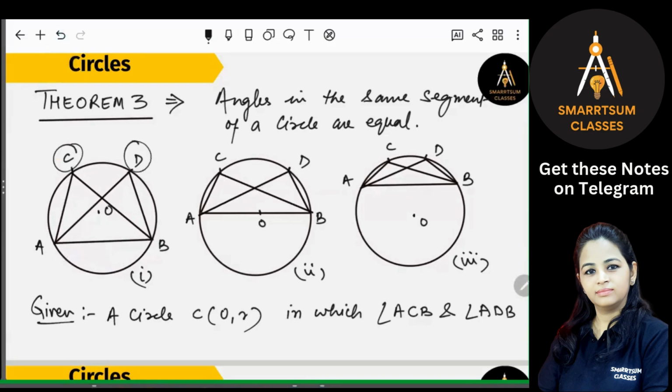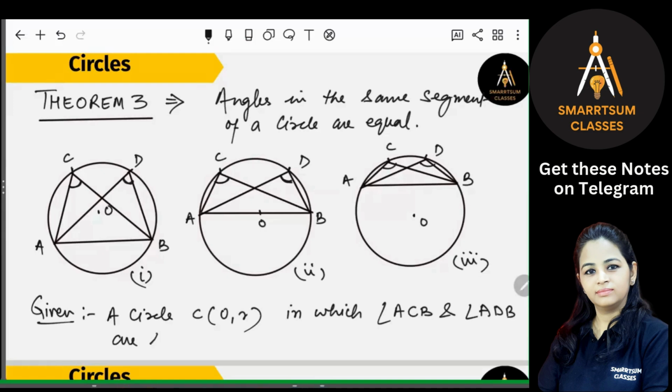So C and D, we have taken two random points on the circle in the same segment, and now we see what are the angles this chord is making at these points. So angle ACB, here it is this. Angle ADB, here it is this. Now in the second one, ACB is this, ADB is this. Similarly, the third one, ACB is this and ADB is this. So in all these three figures, we have ACB and ADB.